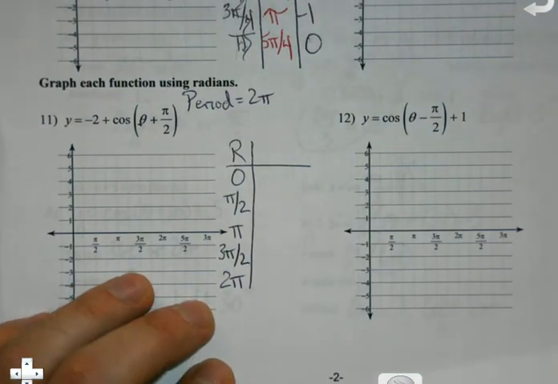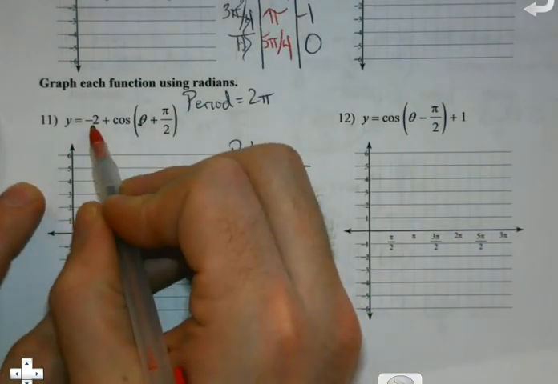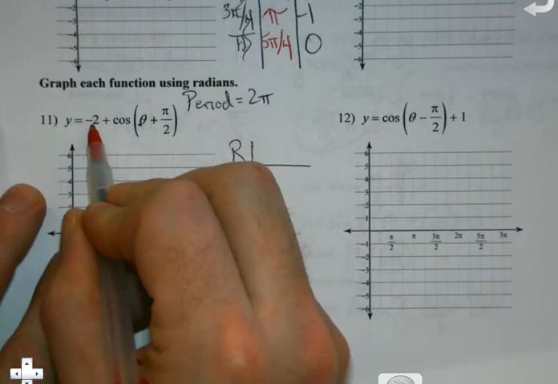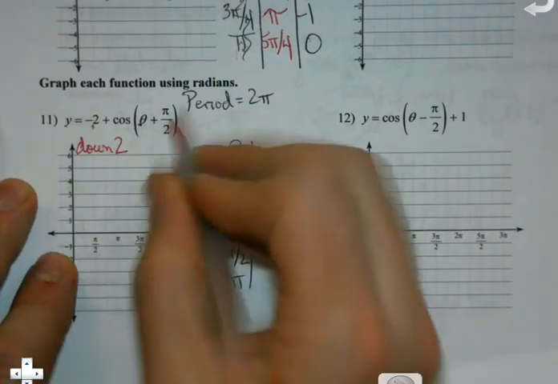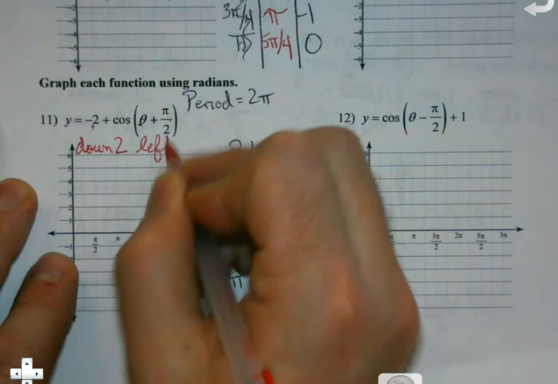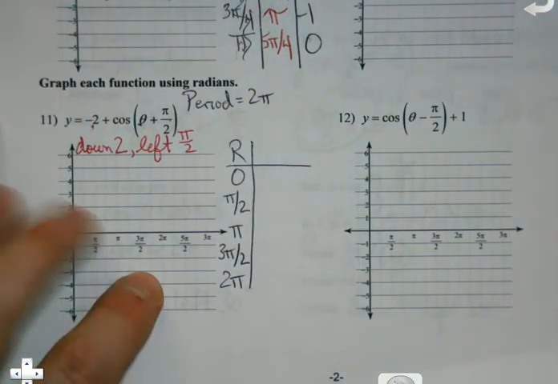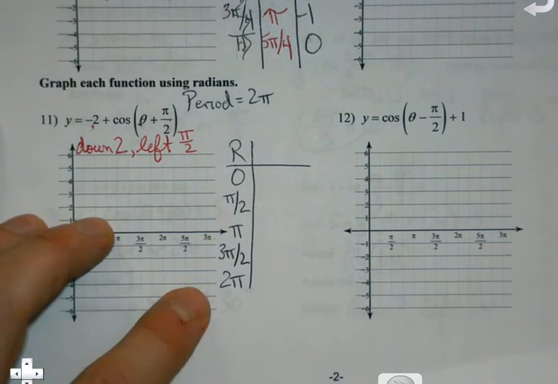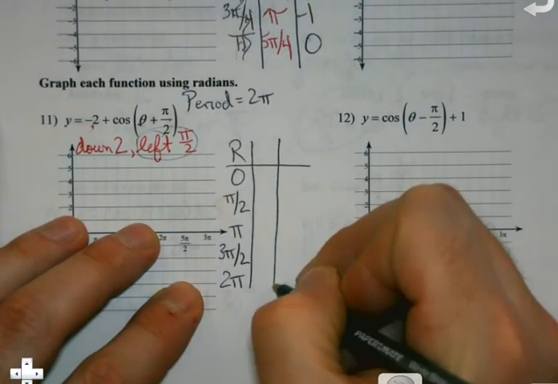But what is changing? What's moving this time? What's this guy out here doing for me? Okay, that's going to move me down 2. And this guy is going to move me left pi over 2. So I got 2 things I got to do to this one. I'm going to deal with my shift first.